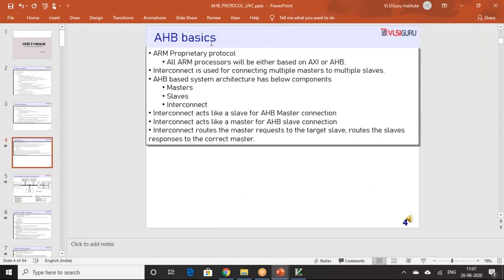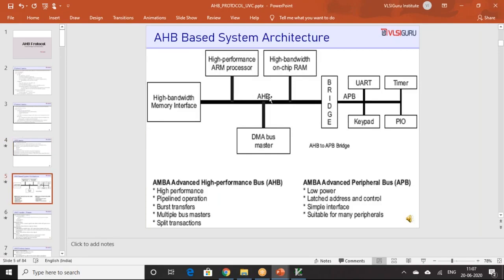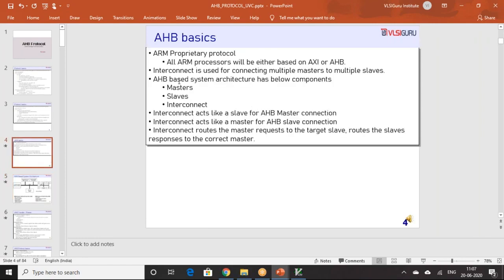Now, going back to this, interconnect is used for connecting multiple masters to multiple slaves. I hope you understood the requirement of interconnect here. Multiple masters connected to multiple slaves using one common interface. AHB based system architecture has the following components: masters, slaves, interconnect.